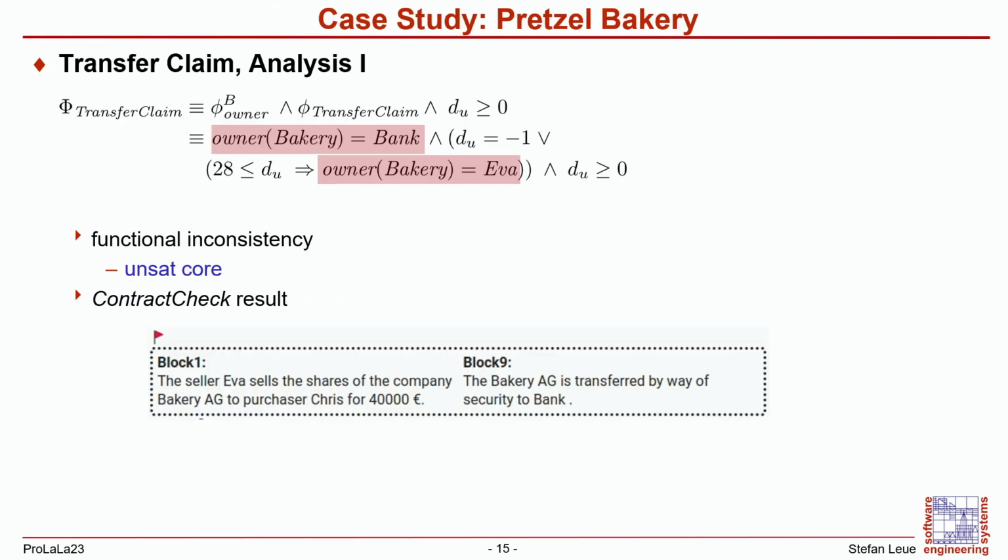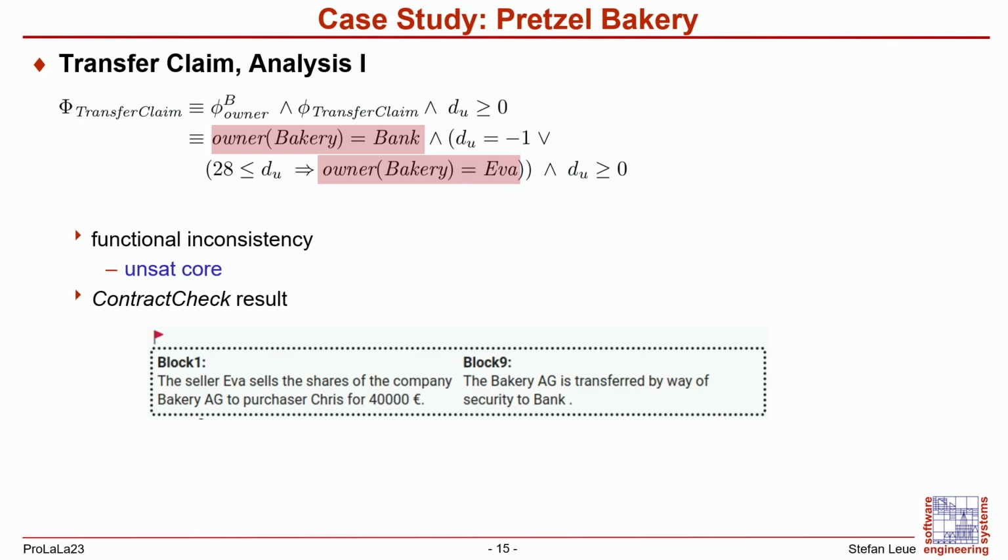So in the example of our pretzel bakery, we have a transfer claim, and we're doing a little bit of a trick here right now. We don't yet have a distinction between information that's inside the contract and what's in the environment, so we are encoding the fact that the bakery has actually been transferred to the bank as a security for a loan or a mortgage into the contract. One would usually probably not do that.